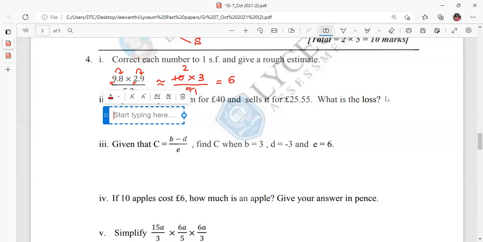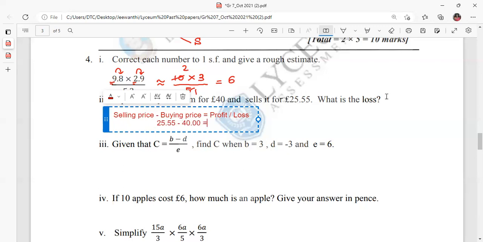How do you calculate the profit? That is selling price. You can write it like this: selling price minus the buying price will be equal to the profit or the loss. If it is a loss, it should be a minus value. So the selling price here is 25.55, then subtract 40.4. Definitely you will have a negative value. Therefore, it will be a loss because the selling price is lower than the buying price.